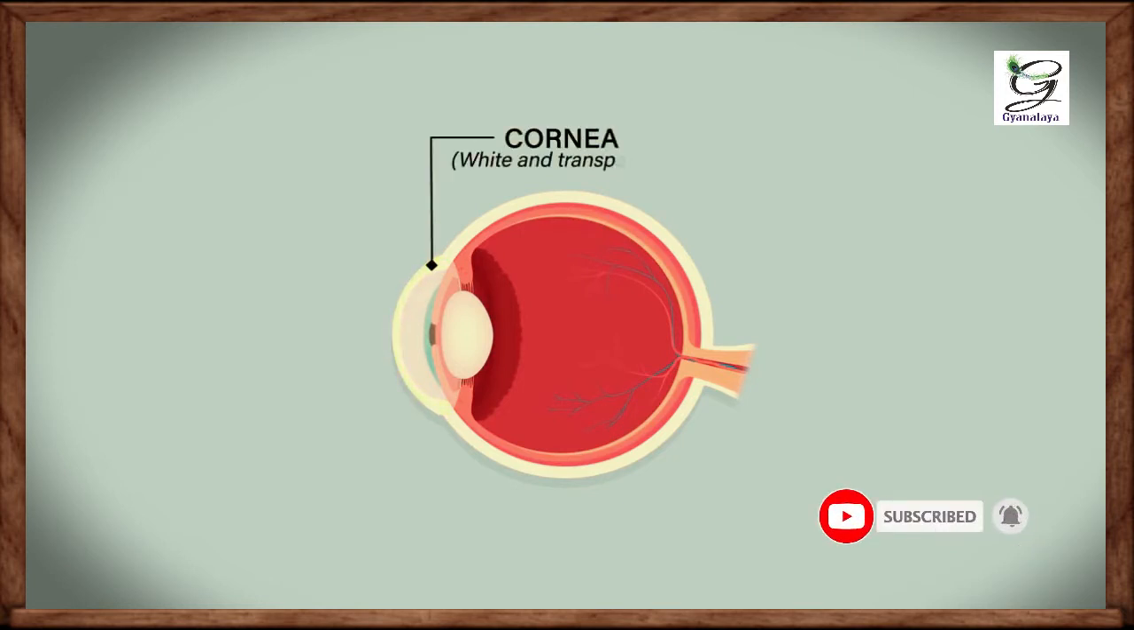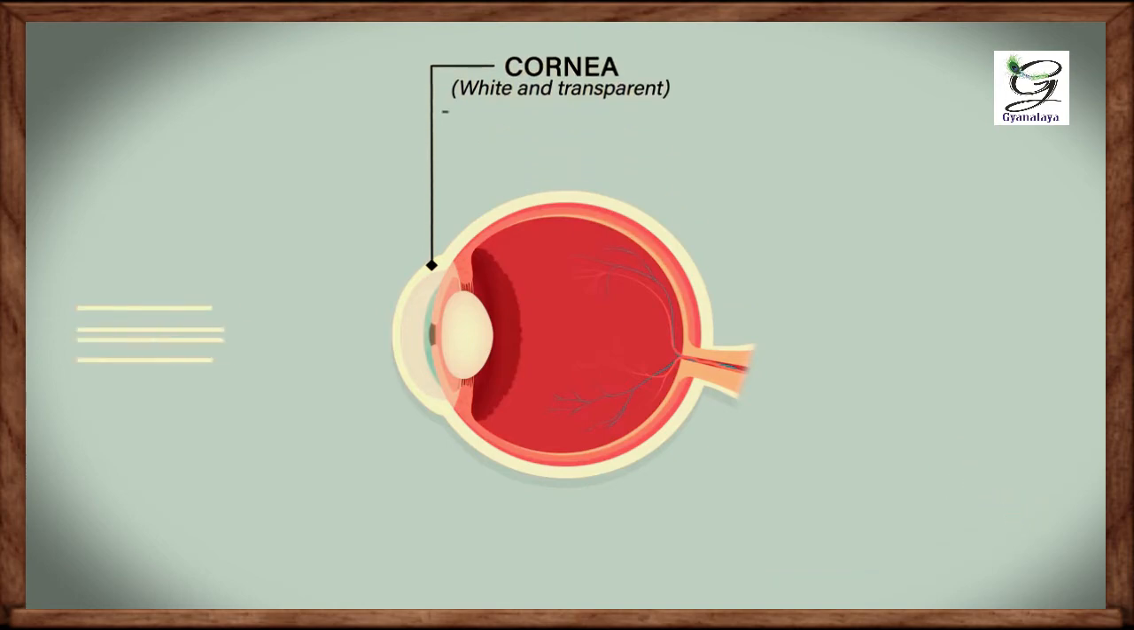It's white in color and transparent. Transparent? Yes, it means that it allows light to pass through it. In fact, cornea refracts or bends the light passing through it. And much of the refraction inside the eye is done by cornea. But wait, it not only refracts light but also protects the inner parts of the eye.